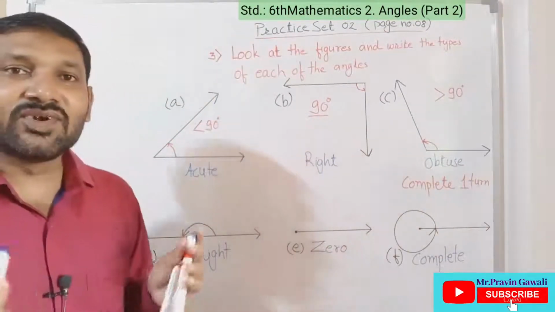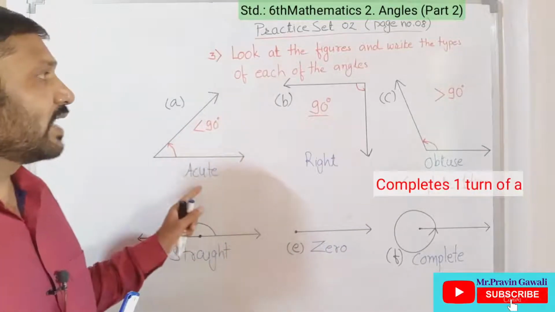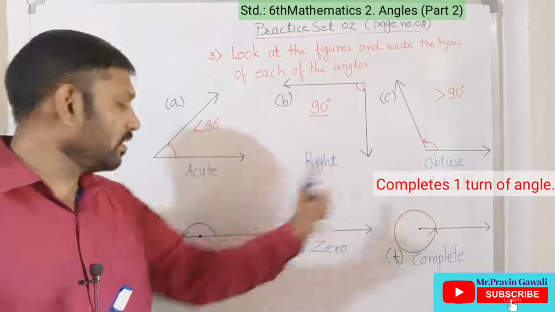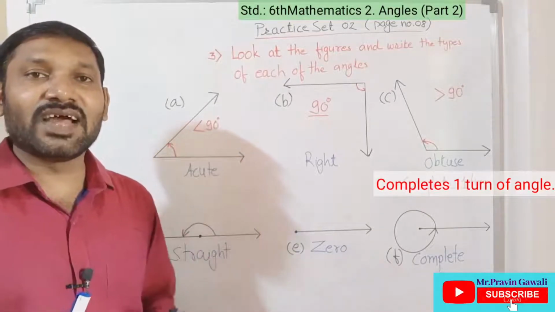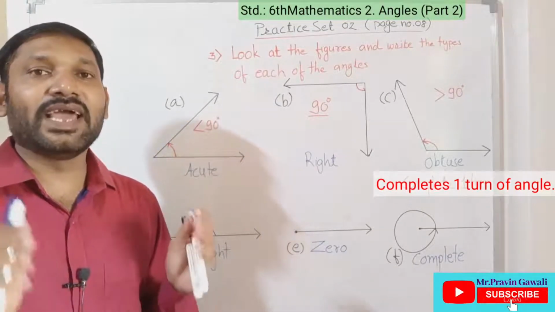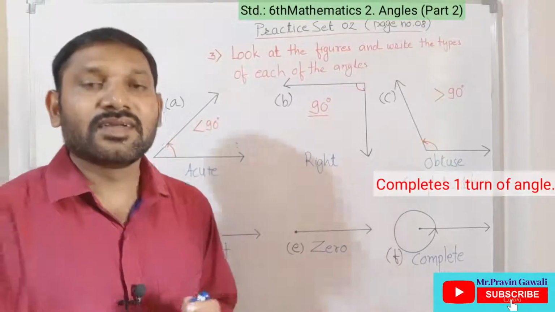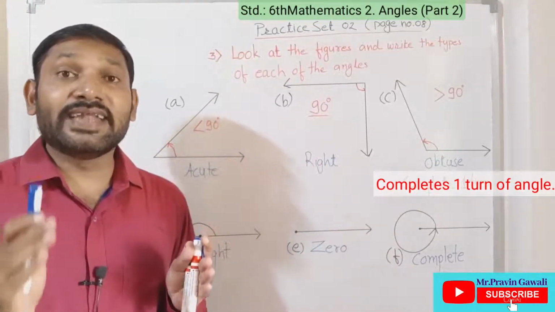Okay student, have you understood? It is very easy. Acute angle, right angle, obtuse angle, straight angle, 0 angle and complete angle. Okay student, have you understood? Very good. Now student, we will learn the next question.